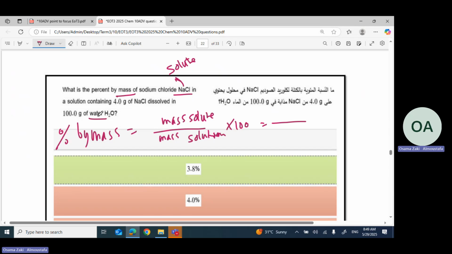Third way: you have water. Water is the solvent, so the other substance is the solute. So what's the mass of solute? This, which is 4. Mass of solution: this is the mass of solvent. The solution is solute plus solvent. So the solute is 4 plus the solvent, which is 100. So here 4 plus 100, times 100 percent. So you get the answer.